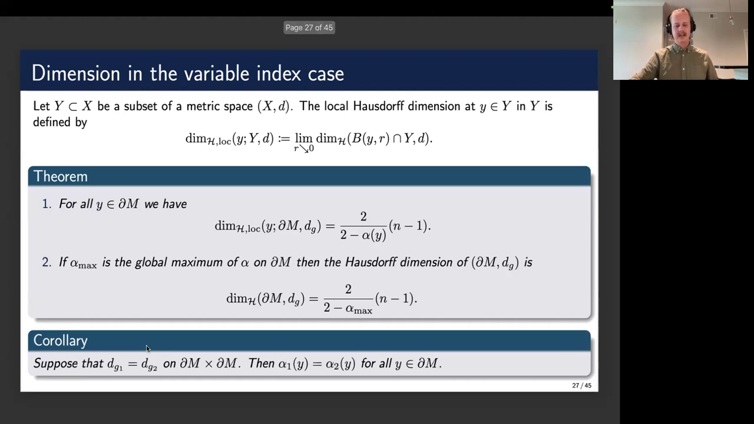And again, it's very nice that now, if we have two gas giant metrics with variable index alphas, whose distance functions agree on the boundary, then you can compute this Hausdorff dimension for both of those metrics, and then it's a simple algebraic argument to figure out that your gas giant indices are the same. So I would say that this is our warm-up inverse problem, so to say. You can figure out the gas giant index from boundary distance function data.